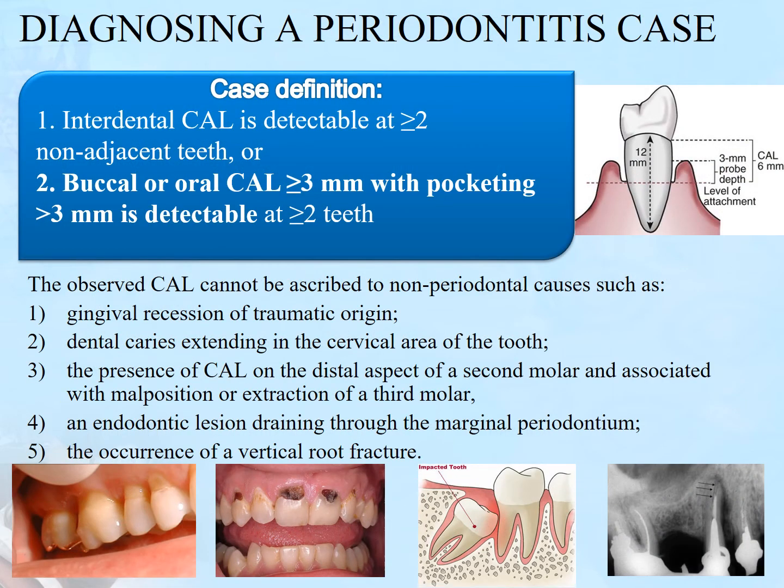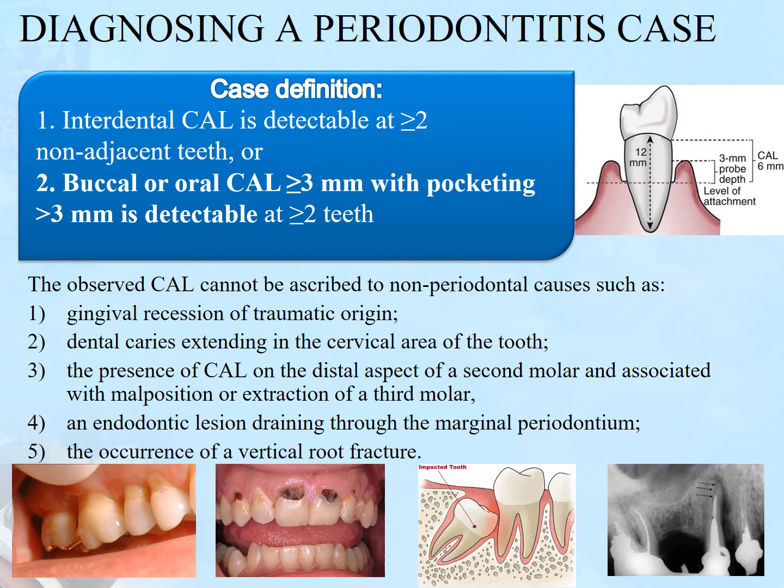Now, how do you diagnose a case of periodontitis? As I told already, if clinical attachment loss is present at more than 2 teeth, or buccal attachment loss is present at more than 2 teeth, then you consider that to be a case of periodontitis. Please exclude cases of these 5 categories. That is your gingival recession which is because of traumatic origin, for example, gingival recession because of toothbrush trauma, cervical abrasion. In those cases, you are not going to call them periodontitis.